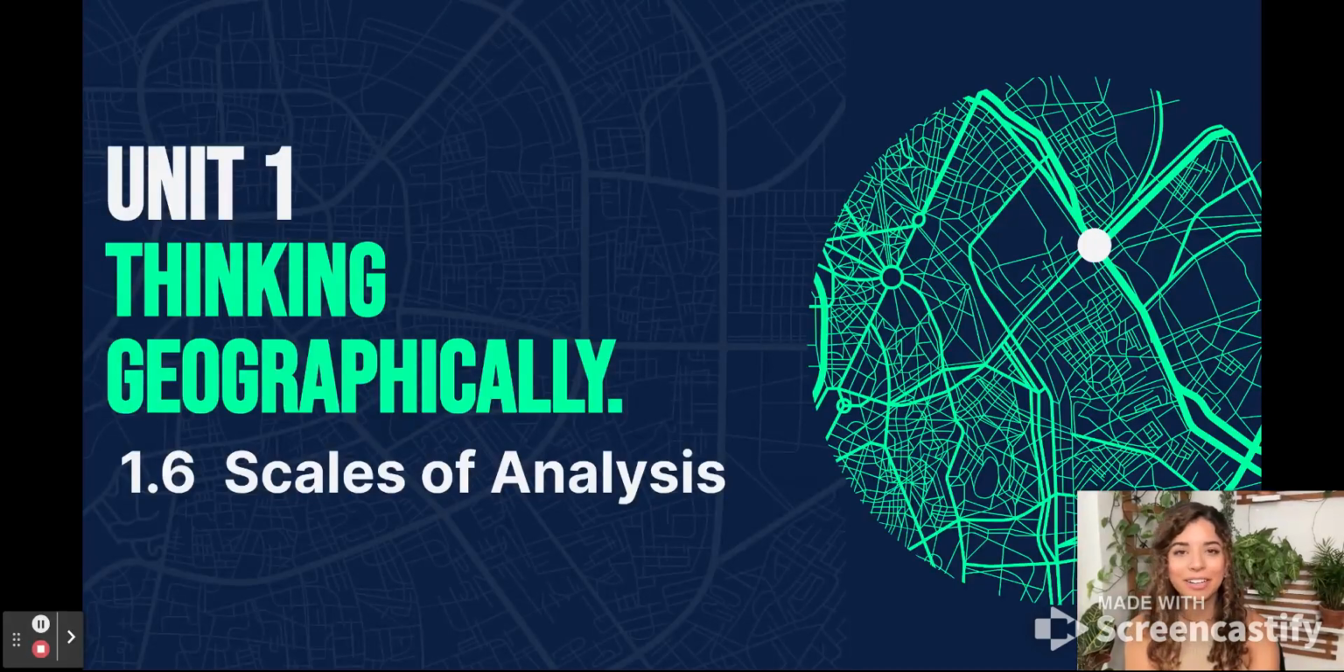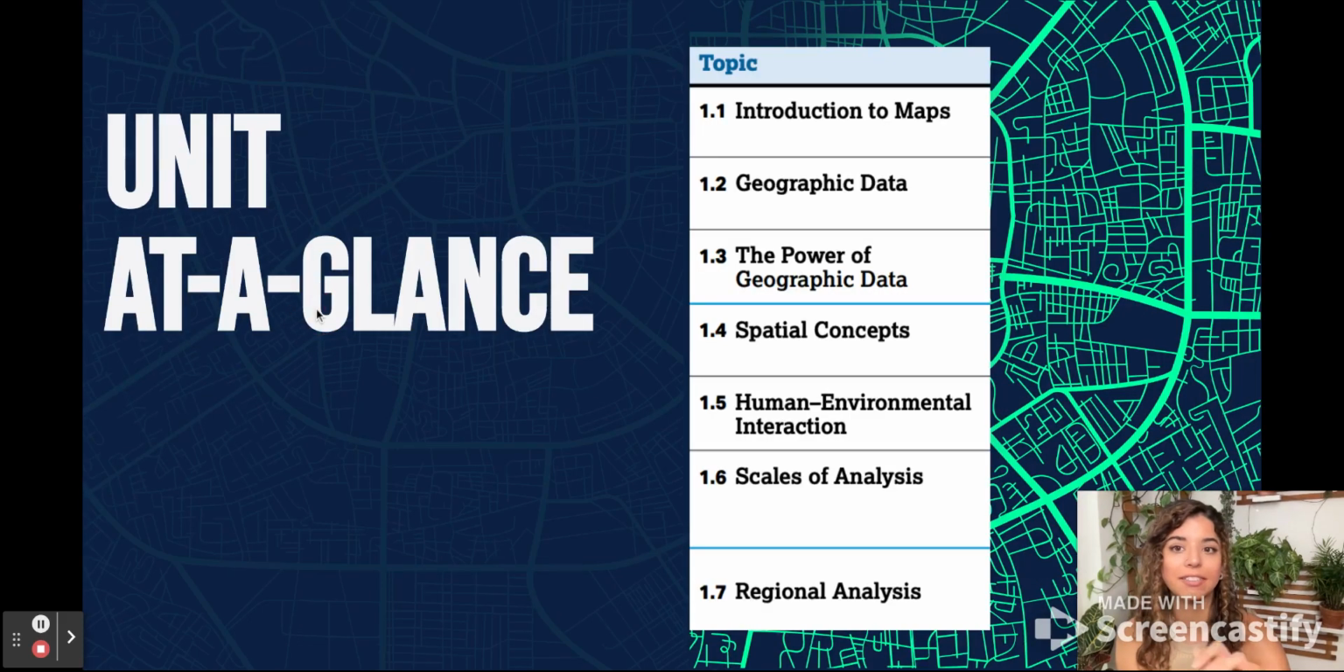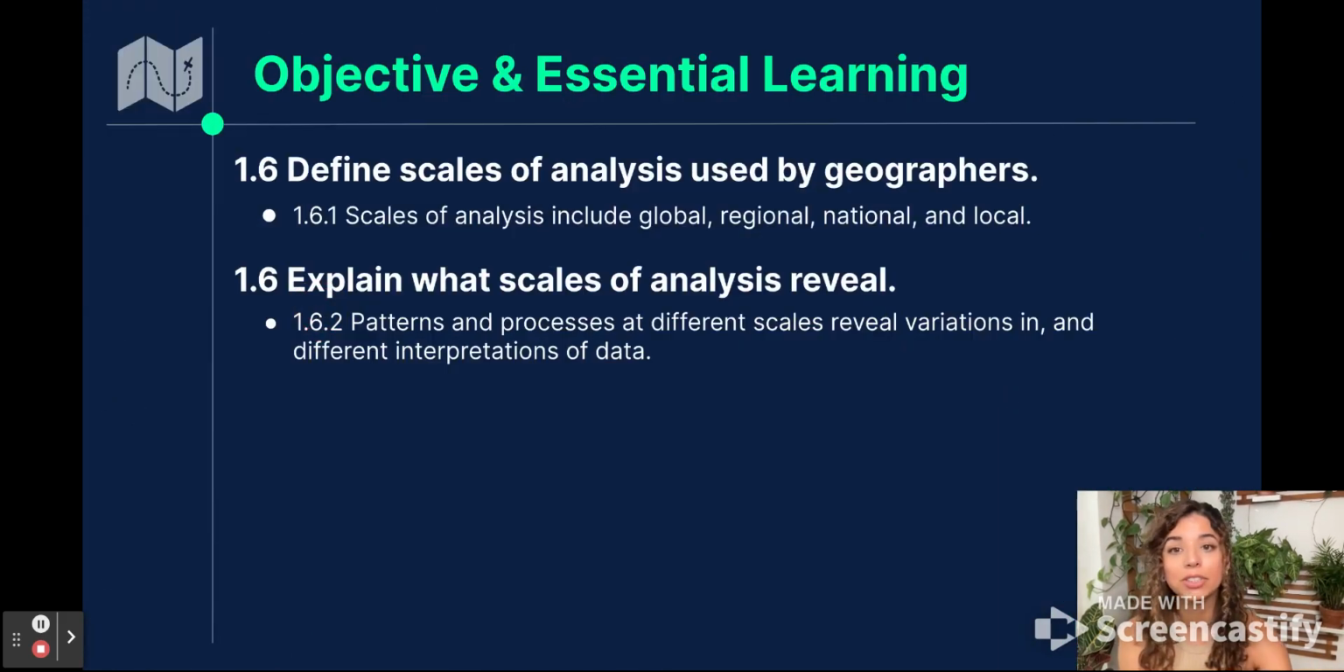Hey guys, we are nearing the end of the unit. Today we are going to be looking at scales of analysis. So for today, we need to be able to define scales of analysis that are used by geographers. So this includes global, regional, national, and then local level. And then also explain what scales of analysis reveal.